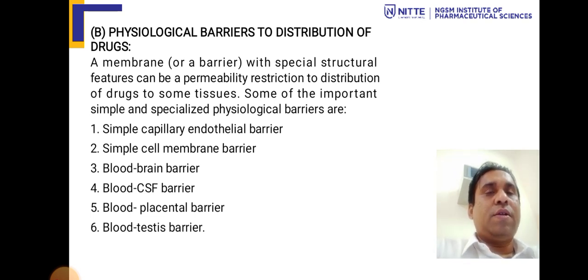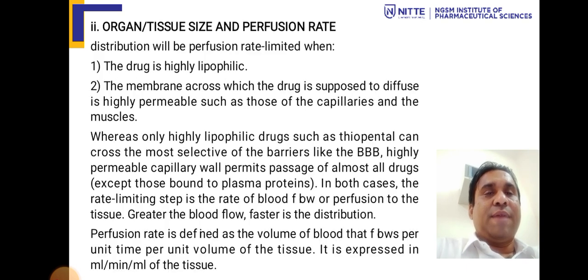Some important simple and specialized physiological barriers are the simple capillary barrier, simple cell membrane barrier, blood-brain barrier, blood-CSF barrier, blood-placenta barrier and blood-testis barrier. Next, organ or tissue size and perfusion rate.